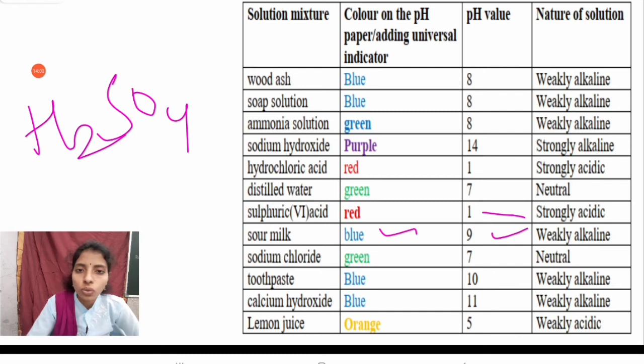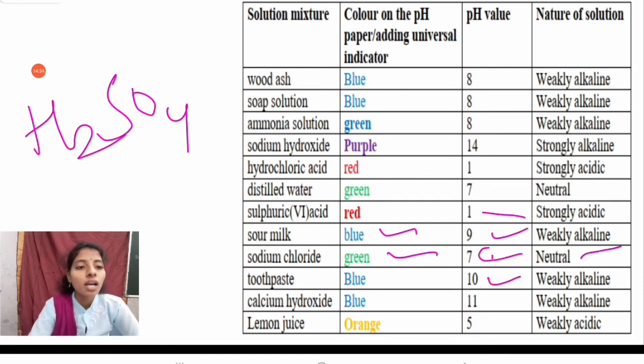And next, coming to sodium chloride, NaCl. Right? The paper turns green, and the pH value is 7. That means this is neutral. And next, the solution mixture is toothpaste. So the color of the pH paper turns blue. The pH value is 10 here. So this is weakly alkaline or a weak base.